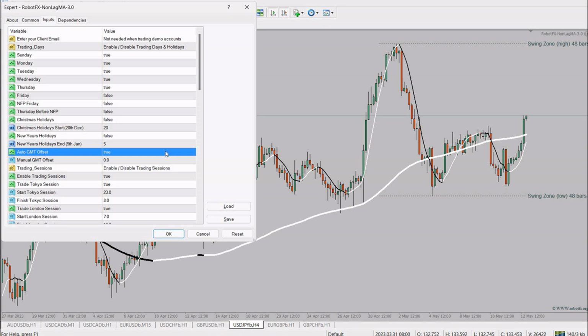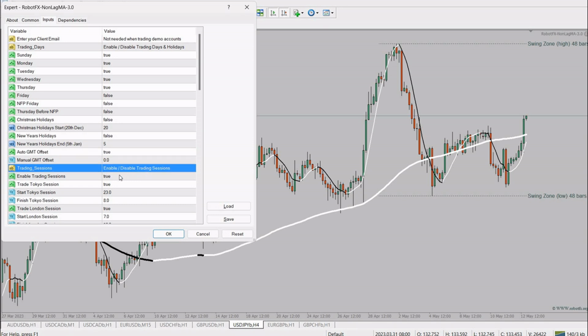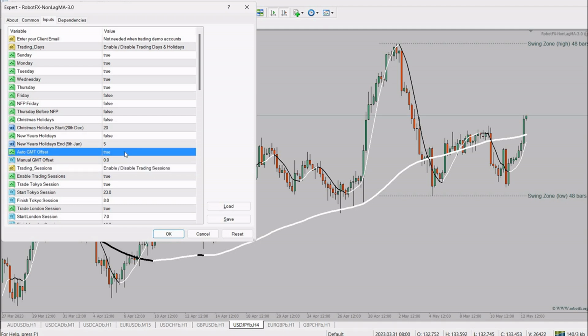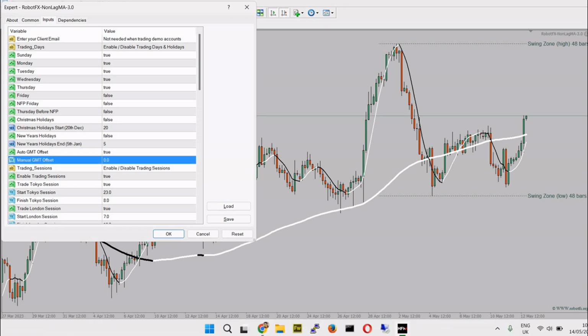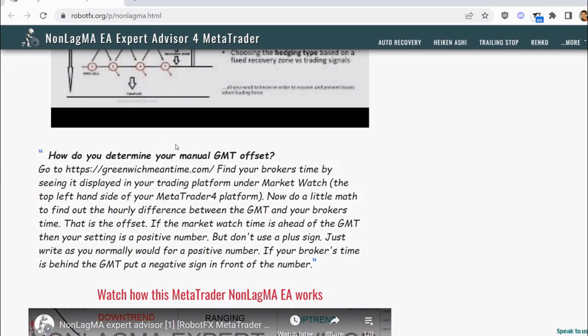Now, the auto GMT, it's used for the trading sessions. So if you don't want to make use of the trading sessions, you might as well ignore it. Otherwise, leave the auto GMT to true. However, if you are testing the expert advisor with the trading sessions enabled, then you might have to enter the manual GMT offset, and you find the instructions on our website how to determine your manual GMT offset. Please go to RobotFX.org and read it.